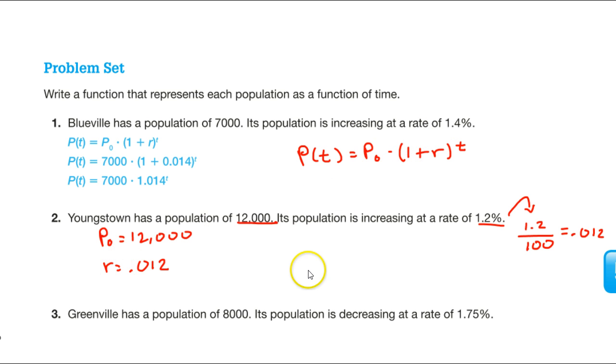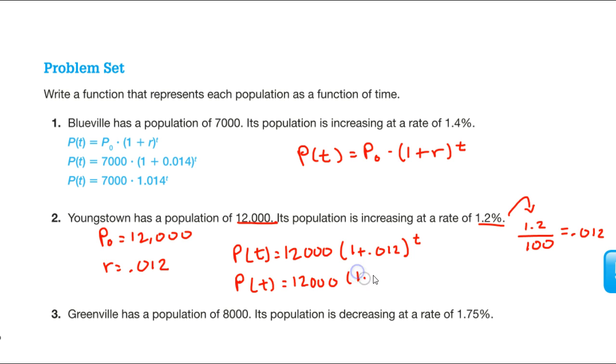So now that we have our initial population and our rate, we can substitute our values in here to write a function. So it would be P of t is equal to our initial population, 12,000, times the quantity of 1 plus 0.012 to the t power. This is in parentheses, so we can actually add this and simplify just a little bit further. We get 12,000 times the quantity of 1.012 to the power of t. And this is the function that we're looking for.